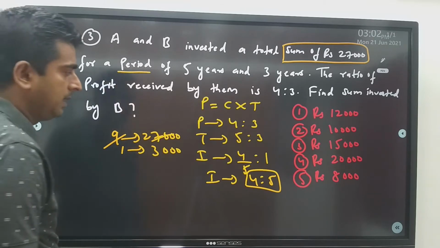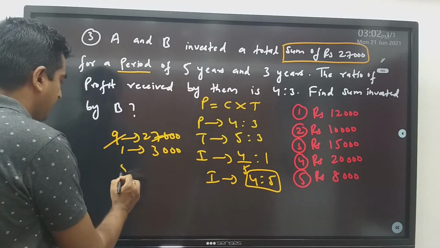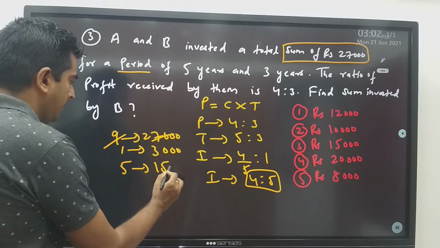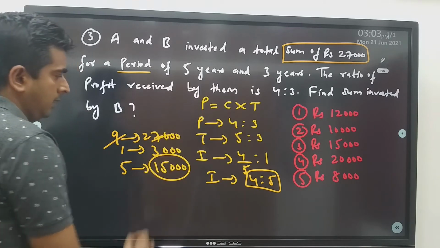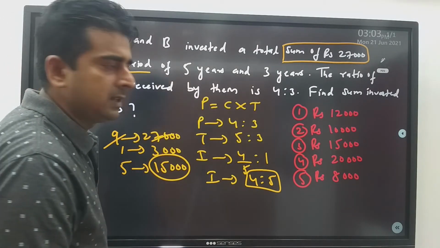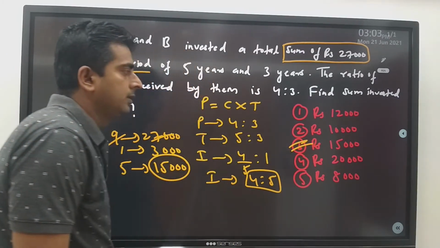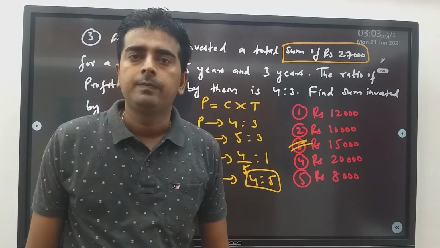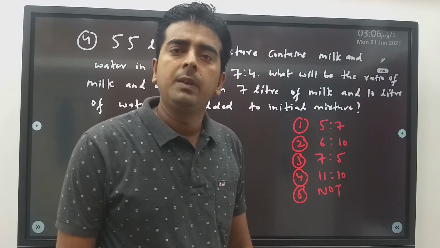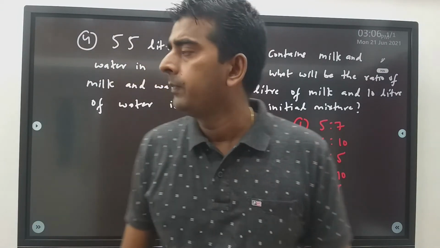Now what they are asking? Find the sum invested by B. B is 5 part. So 5 part is how much? 15,000. A part, 4 part, is 12,000. But they are asking B. So it is 15,000, which is third option. So I hope you're clear with the previous question. Now we'll see the next one.